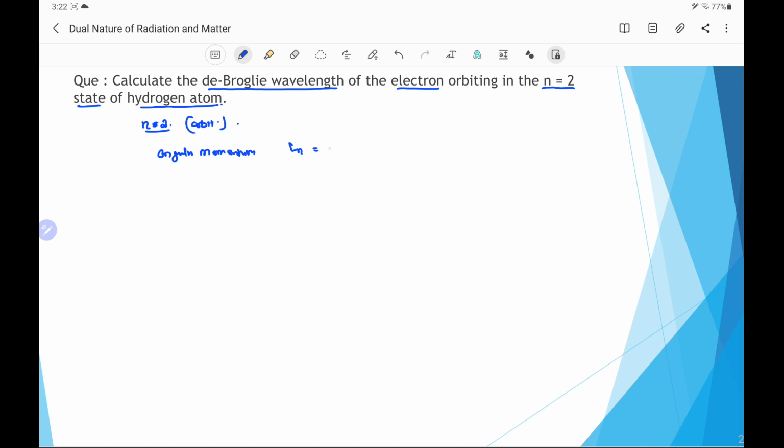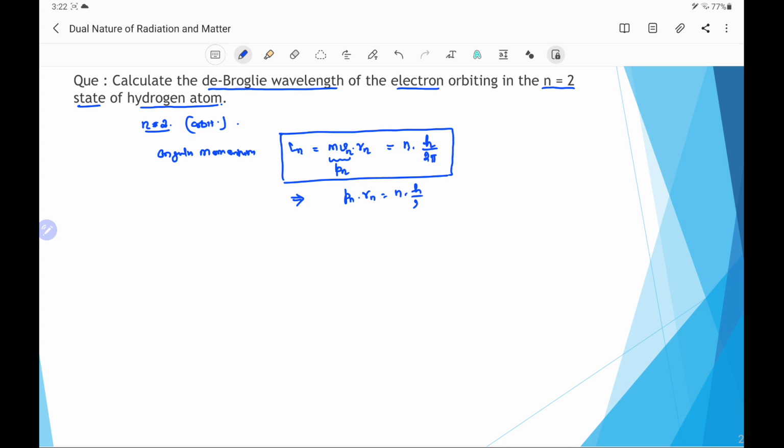Ln is equal to m v of the electron in nth orbit into r, the radius of nth orbit, and it should equal n times h by 2 pi. This relation is obeyed by the electron for the stable orbit. That means the waves are the standing waves. This implies that m vn is the momentum of the electron in the nth orbit, so pn into rn equal to n into h by 2 pi.